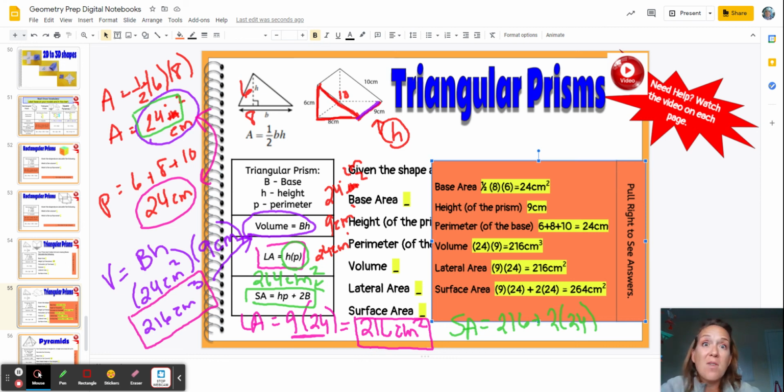Triangular prisms are the hardest, 100%, hands down. So let's go to pyramids and see if they're any easier. See you in a minute.